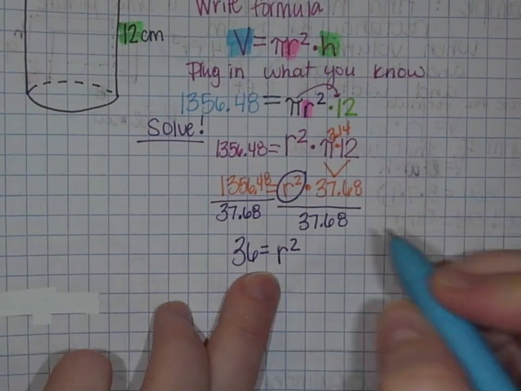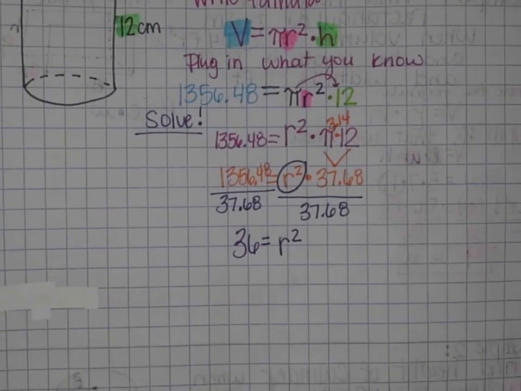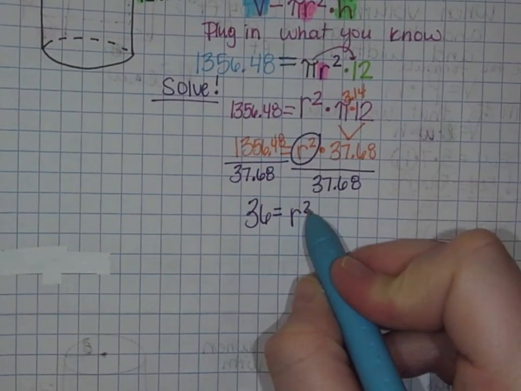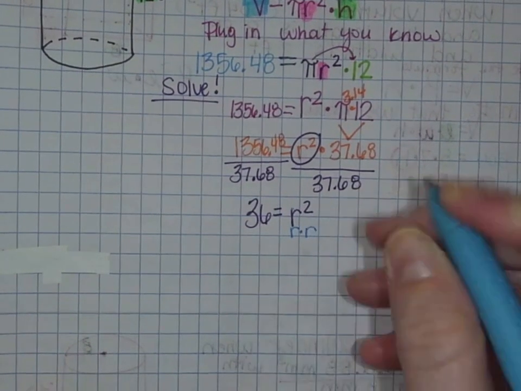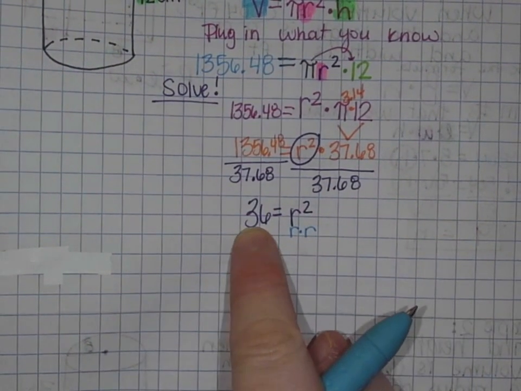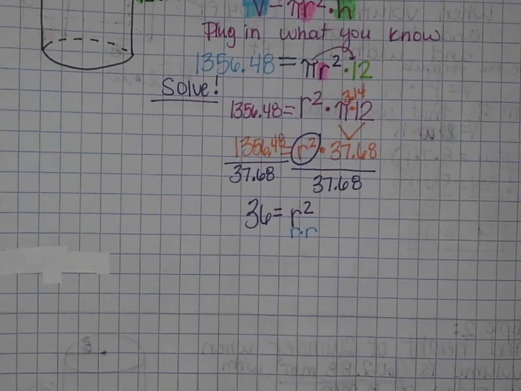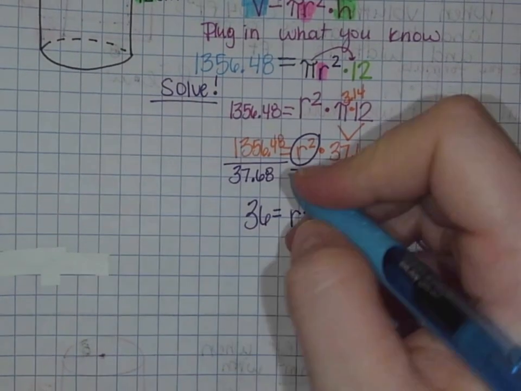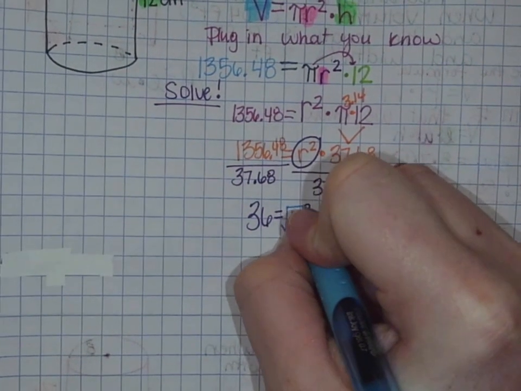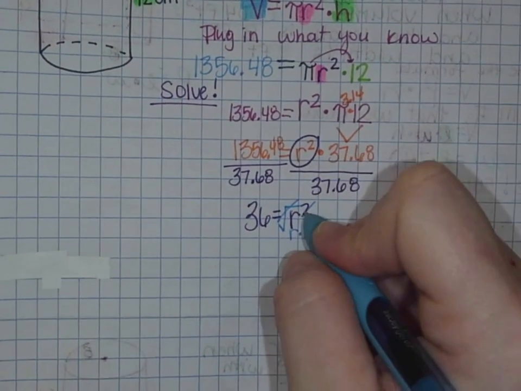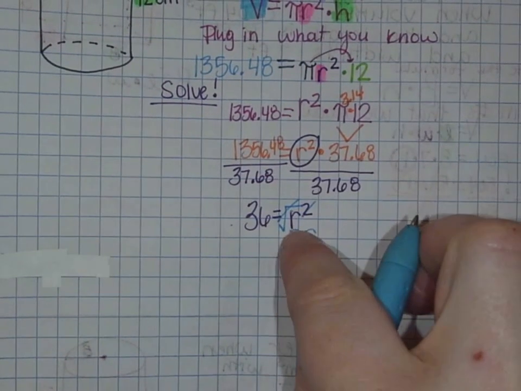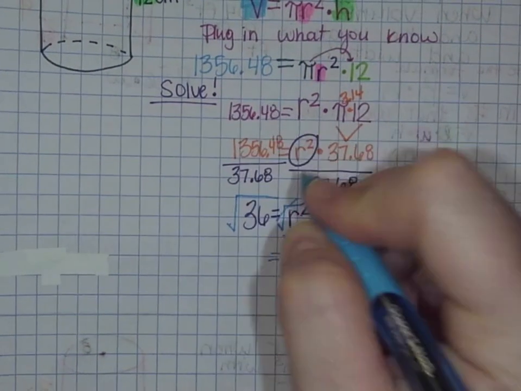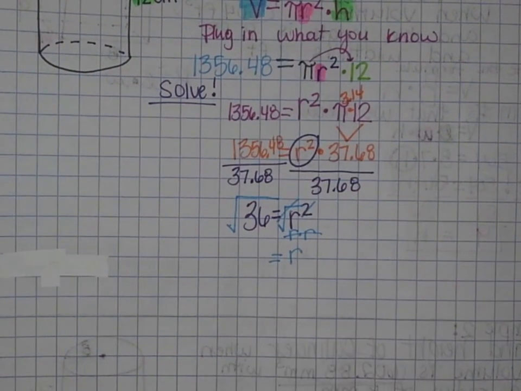So then if we have r squared, now this is something that we haven't done in a little while. Remember, if we have 36 equals r squared, that would mean r times r. So some number times itself gives you 36. You can either think about that, or the opposite of squaring a number is to take the square root. So you should remember square root and squared are the opposite. So if I do that, then I'm left with r equals the square root of 36, and it tells me what it is.